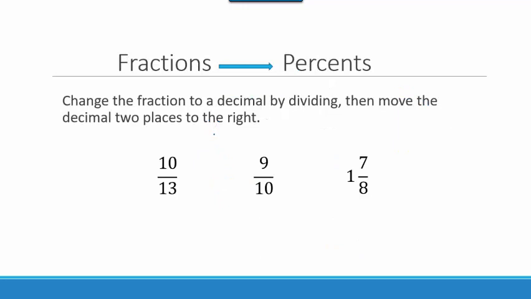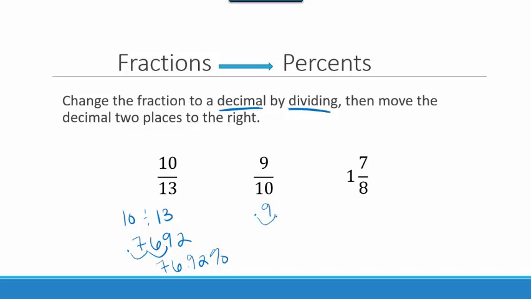For fractions to percentages, my suggestion first is to change them to a decimal by dividing, and then do that same thing. Move that decimal whichever direction you need to go. In this case, if we have 10 over 13, I'm going to type it in my calculator as 10 divided by 13, which gives me the decimal 0.76. I usually try to go about 4 decimal places. And then we're going to move it 2 places to the right. So that's going to be 76.92%. For 9 over 10, again, you're going to put in your calculator 9 divided by 10, which is 0.9.